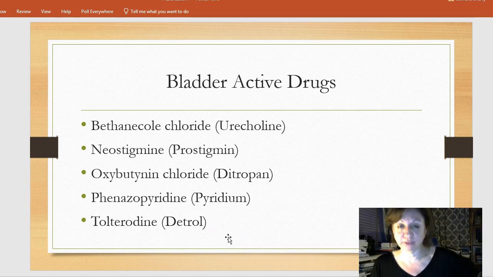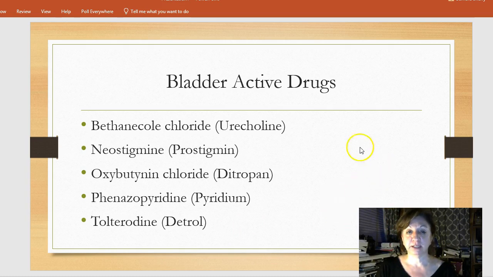Bladder active agents. So these are urinary stimulants to make the bladder work better. And this first one, Urecholine or bethanechol, basically works as a direct-acting parasympathomimetic. Increasing bladder tone, increasing the tone of the muscle in the urinary tract.